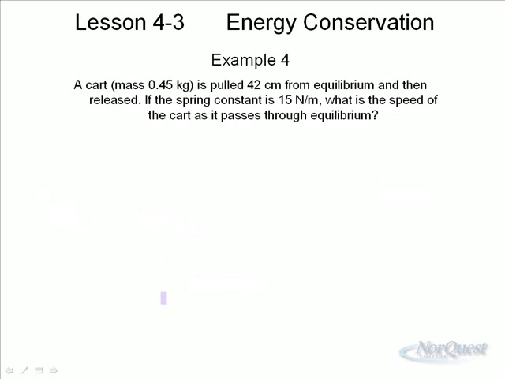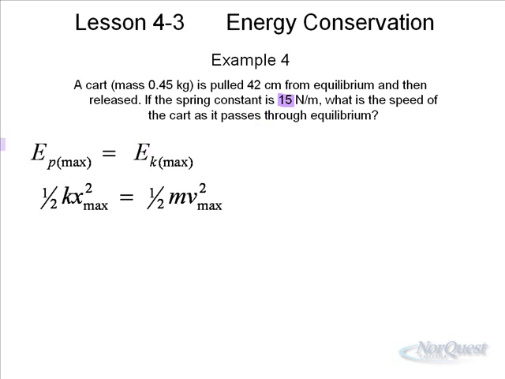And a similar example again, this time they give you a cart with a mass of 0.45 kilograms, pulled 42 centimeters from the equilibrium position and then released. The spring constant is 15. What is the speed? Again, since energy is conserved, the maximum potential at, in this case, 42 centimeters is equal to the maximum kinetic at, in this case, of course, equilibrium. And what they want us, in this case, not to solve for v as we did in the last example, but to solve for v squared.